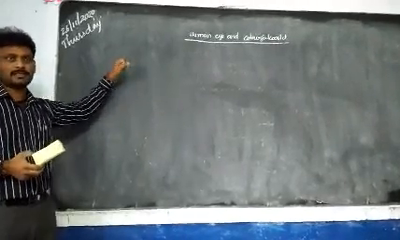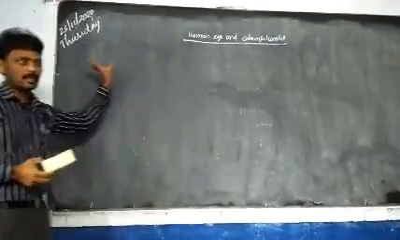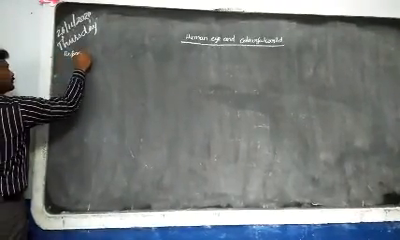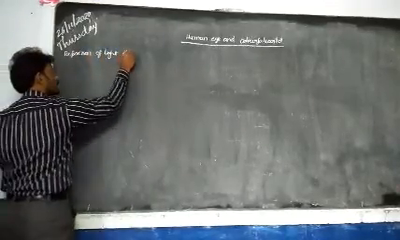Topics about the human eye, like myopia and hypermetropia, were deleted from the syllabus. So directly I will explain the next topic: refraction through a prism, refraction of light through a prism.